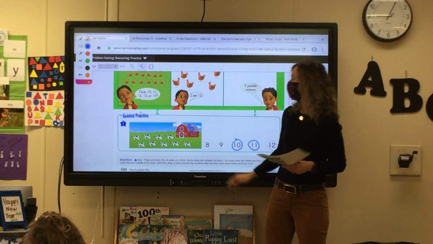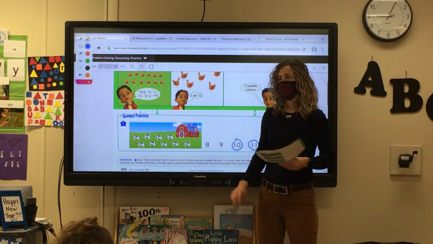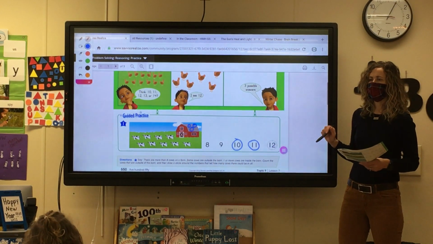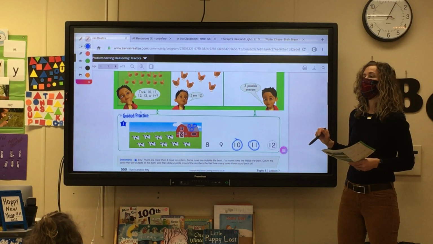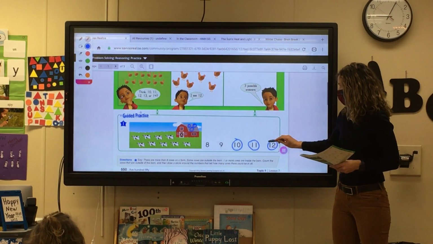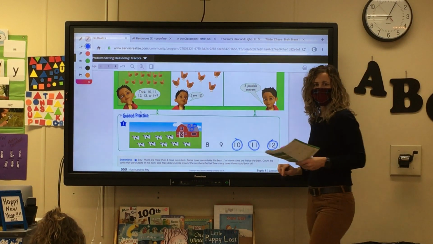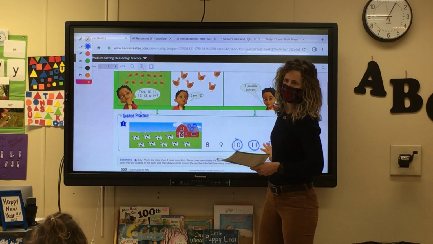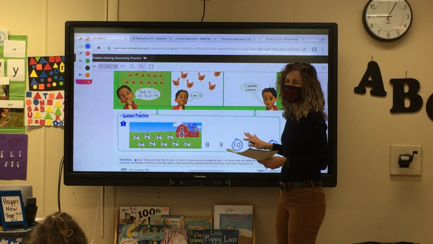All right, what if there was 3 cows? Then how many would we have? Count up 1 more. After 11, we would have 12. Good. All right, does that make sense, kindergarten? And guess what? We can keep going on and on, but they don't have those numbers there, right? So these are some possibilities.